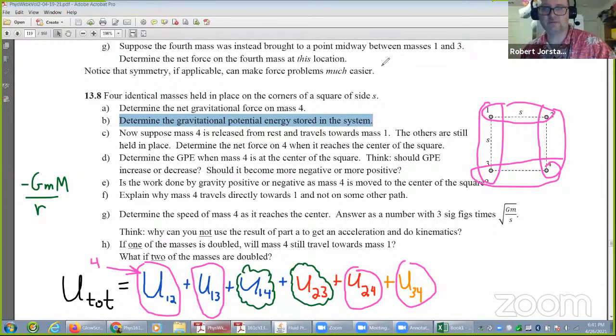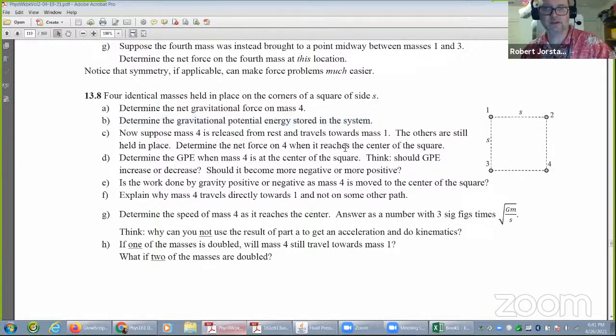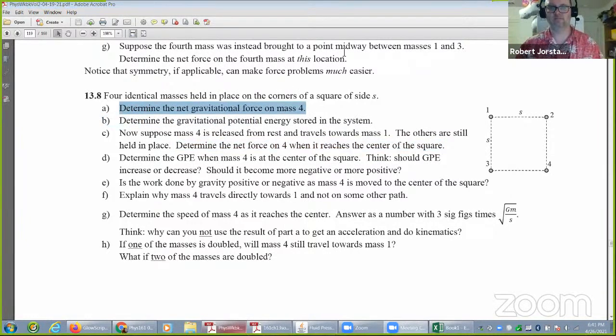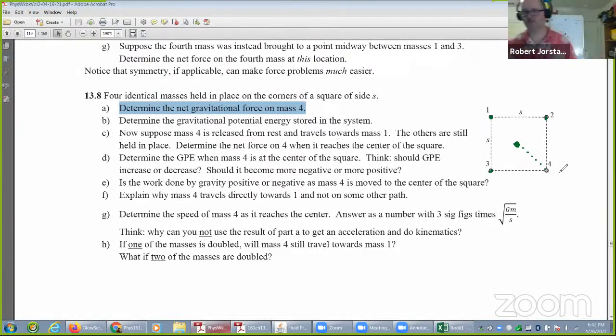Let's figure this out. Okay, so let's read some of the rest of this one. If you wanted to figure out the net force on 4 when it gets to the center of the square, could we still use part A, or is it going to be different? If I release it, let's say I pin the other ones in place. So 1, 2, and 3 are held in place. This one's released from rest. I hope you agree it's going to start moving towards the center. And at some point, it's going to be exactly in the center. Is that the same force problem as before, or do we have to recalculate?